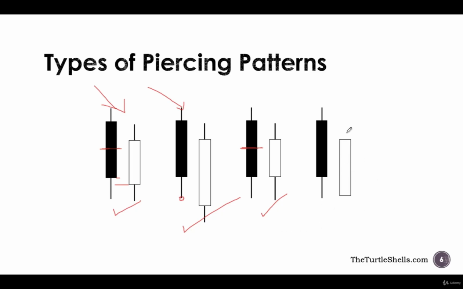Again, this one does not have any shadow, but the opening is within the prior black candle's shadow. So this is again another variation of a piercing pattern, but the closing has to be above the midpoint. If the closing is not above the midpoint of the prior black real body, it is not a piercing pattern. And of course, all of them should come after a downtrend. So let's have a quick example of the piercing pattern. Only this pattern among all of the piercing patterns is a perfect or classic piercing pattern. Okay.